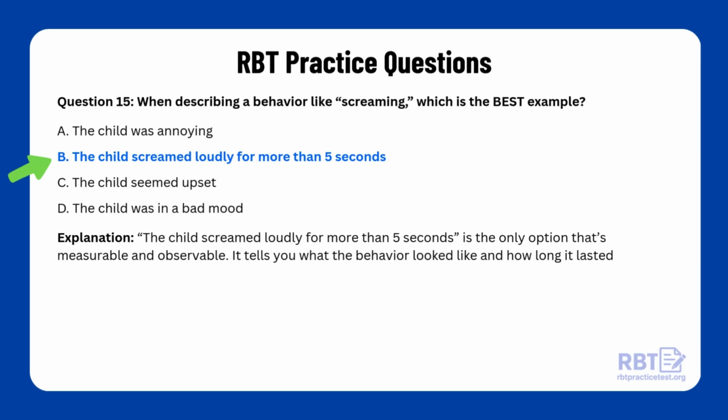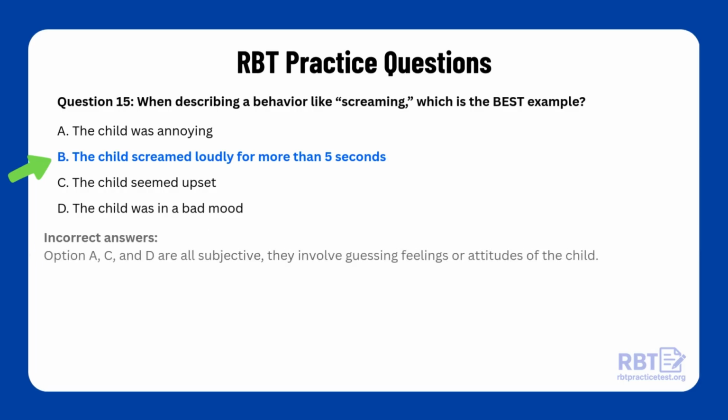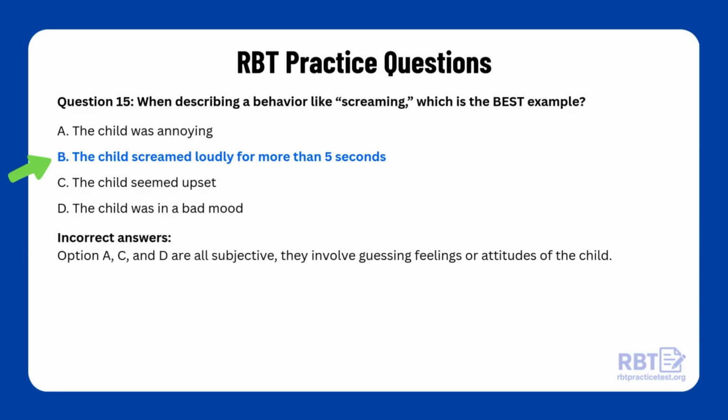Now for the wrong answers. Options A, C, and D are all subjective. They involve guessing feelings or attitudes, and a takeaway is that if you're describing behavior, always go with something concrete and observable like option B.